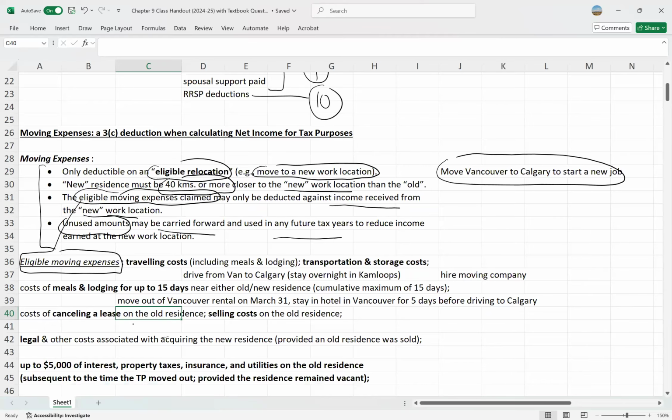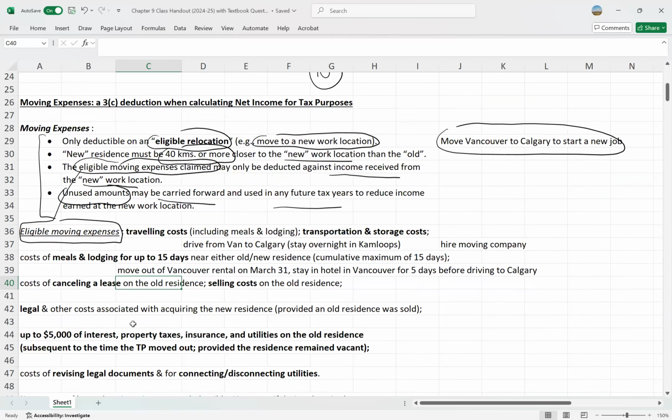What about if you bought a new place in Calgary? Well, the legal and commission costs associated with buying the new place in Calgary would qualify as well, but there's a condition. In order for these costs to buy your new residence to qualify, you had to have sold a residence in your previous home, which was in Vancouver. If you were renting in Vancouver and then you bought a new place in Calgary, those legal costs to buy the new place in Calgary would not qualify because you did not sell a residence from your old location in Vancouver.